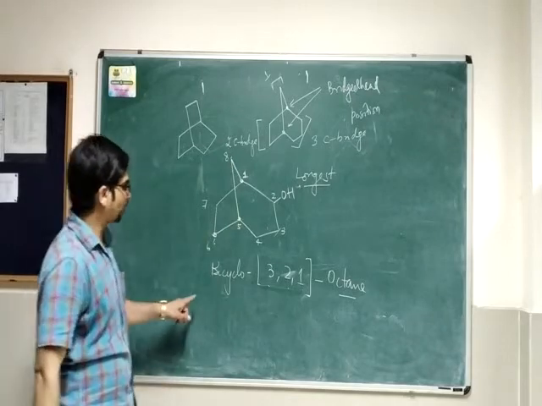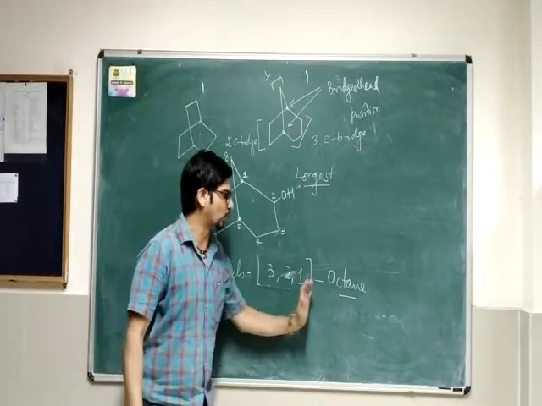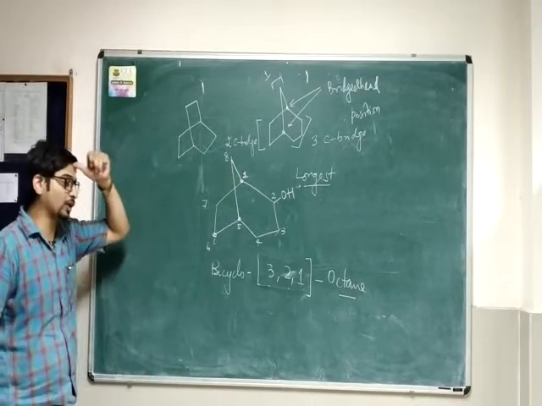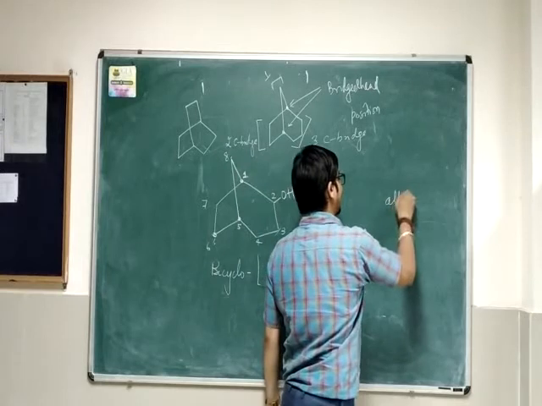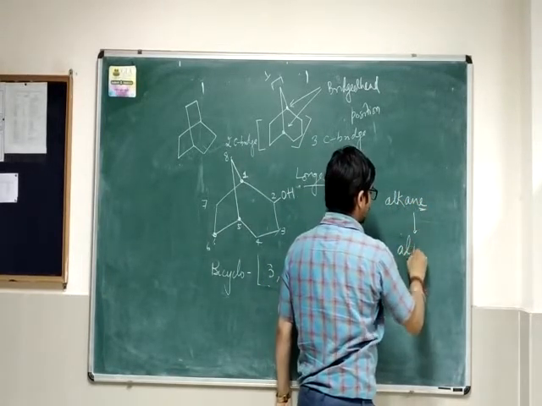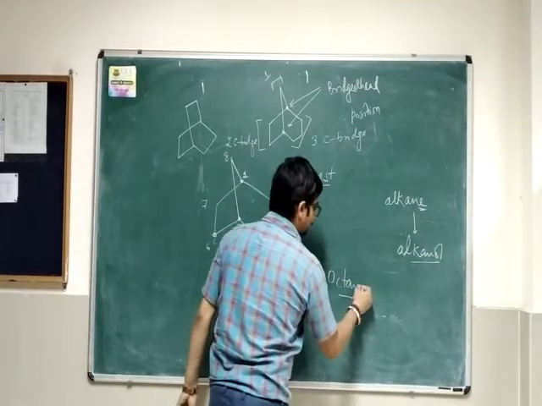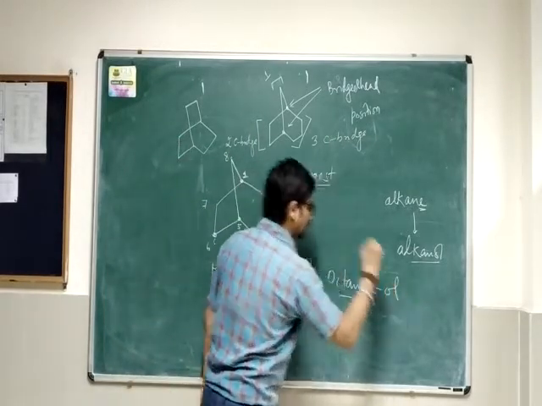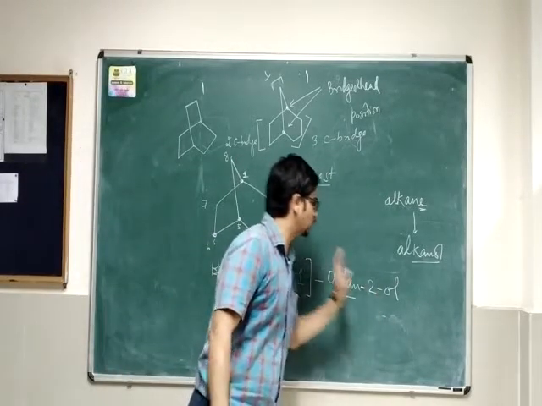Earlier, without this hydroxyl group, the name was bicyclo 3,2,1 octane, and now due to the introduction of the hydroxyl group, as we do in the case of alcohols, the E gets replaced by ol, and the name becomes alkanol. So we replace this E with ol, the alcoholic group, and it is at the second position. So finally the name becomes bicyclo 3,2,1 octane 2-ol.